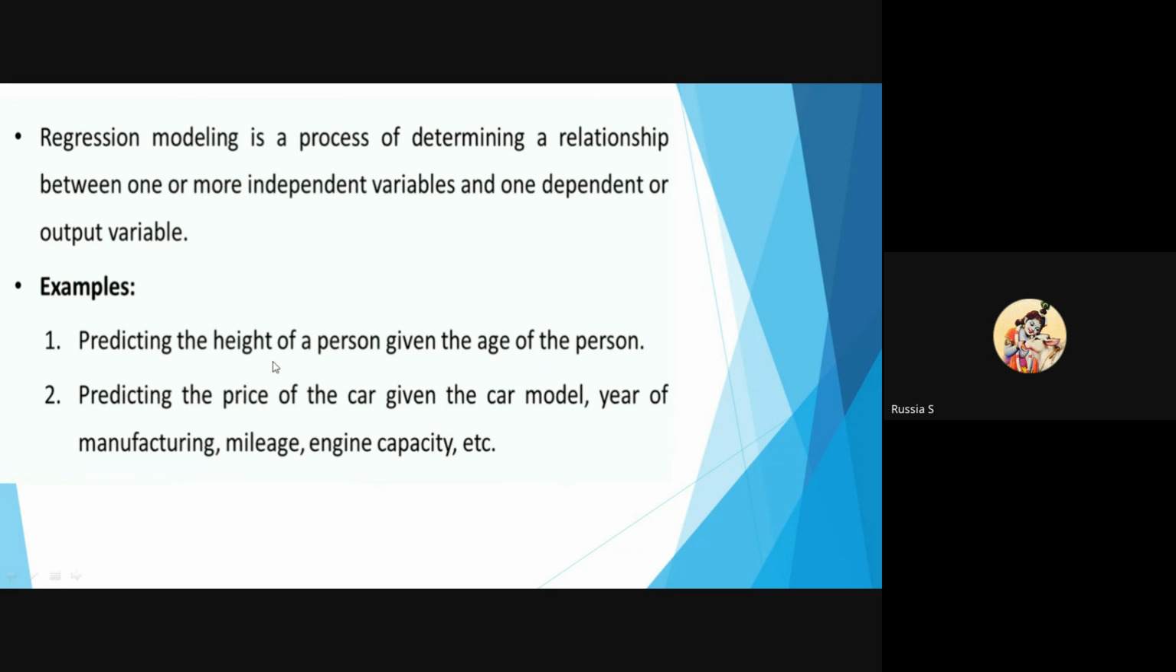If we give the height of a person, it will give the weight. So this is predicting. Predicting the price of a car given the car model, year of manufacture, mileage, and engine capacity. These are the predicting features, the predictors. Here we are giving only one variable, and this is the case with more variables. This comes in our syllabus.